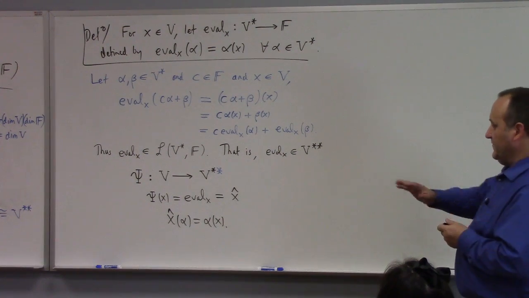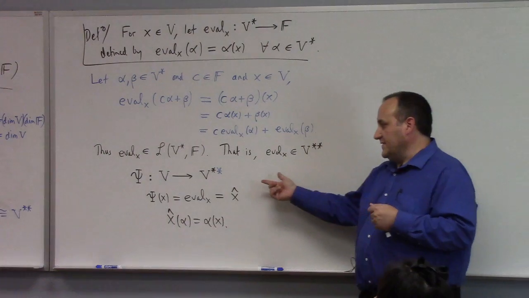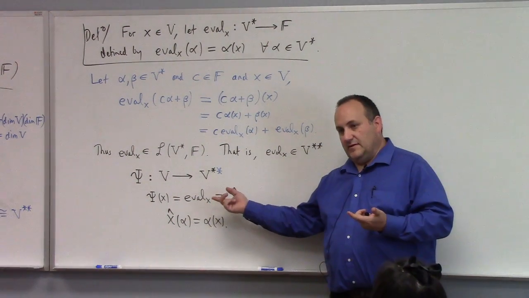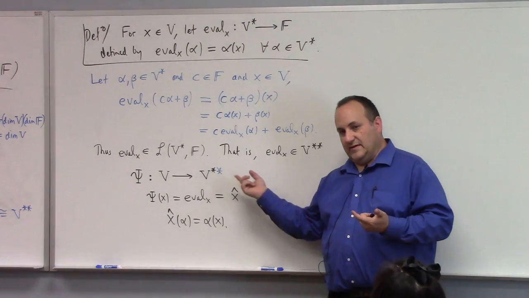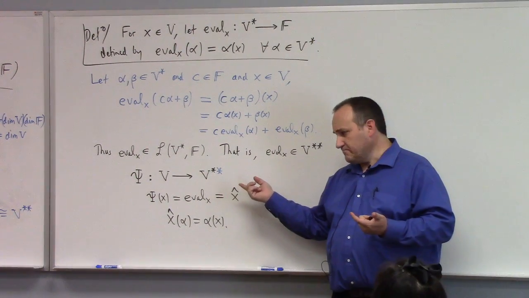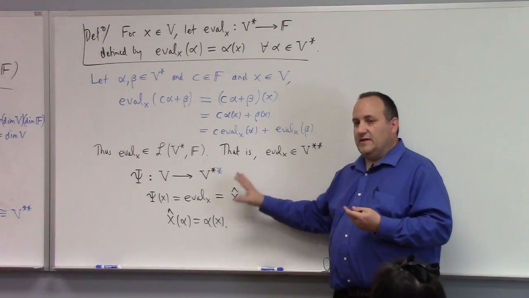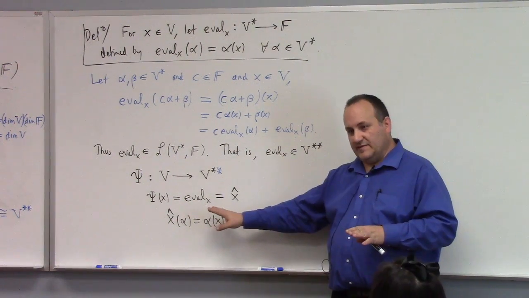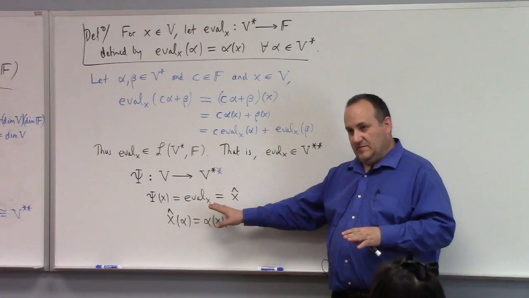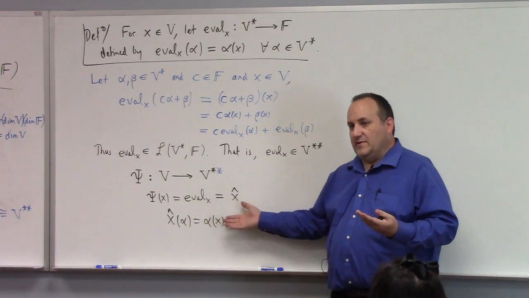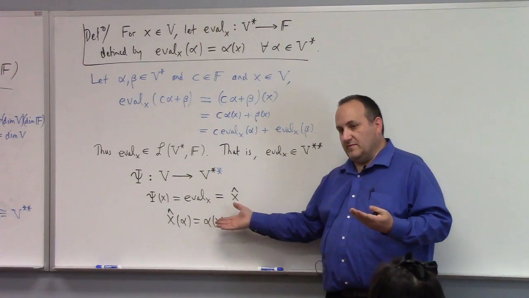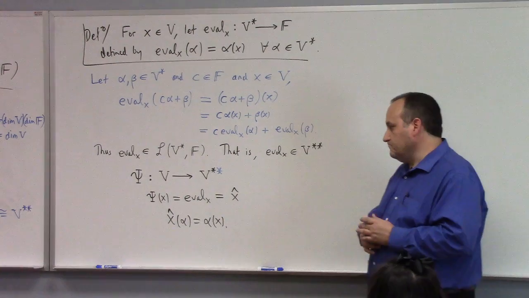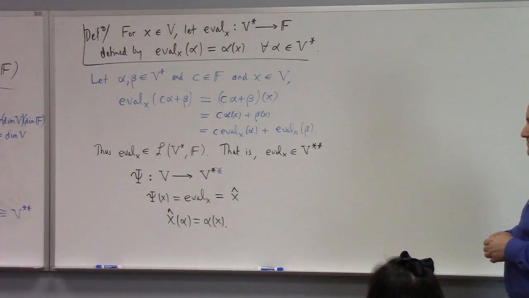So great, we have this, and what's interesting about this isomorphism, and you can prove that eval x is a linear bijection between V and its double dual. What's interesting about this particular isomorphism is it has no reference whatsoever to a basis. You see, evaluation has nothing to do with the choice of basis at all, right? So that's kind of neat.